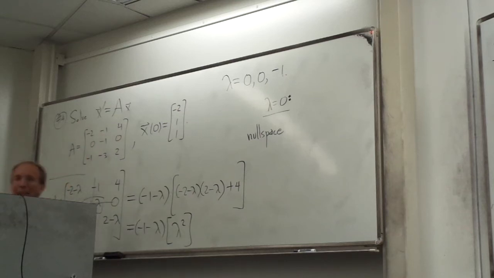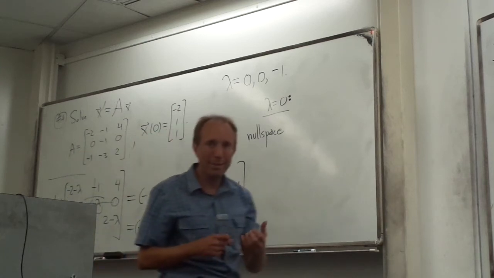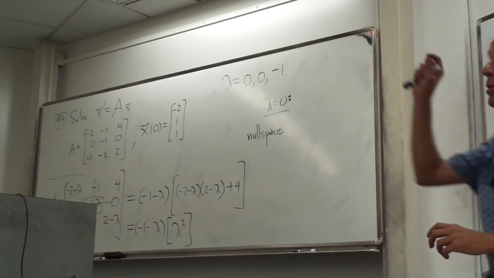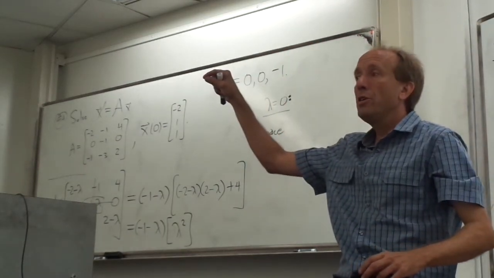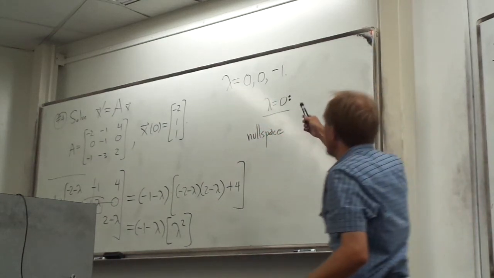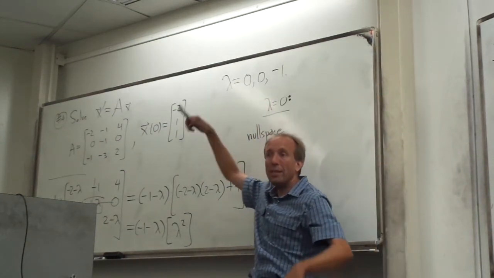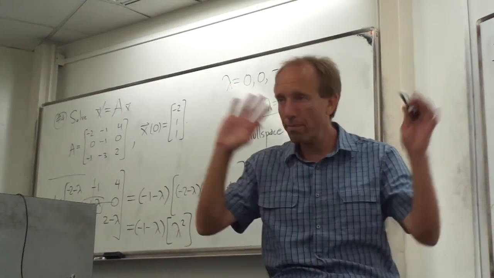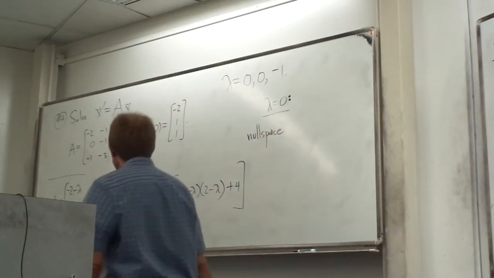No. Why not? Because one of the lambdas is 0. Remember, when you multiply the lambdas, you get the determinant of the matrix. So if these are your lambdas, then the determinant is 0. It means the matrix is not invertible.